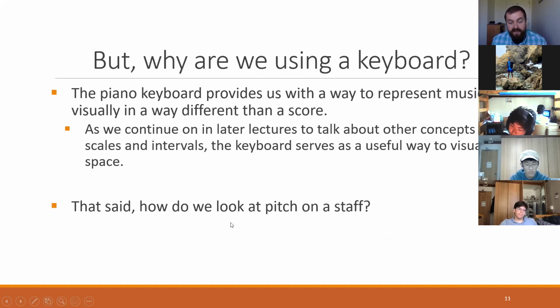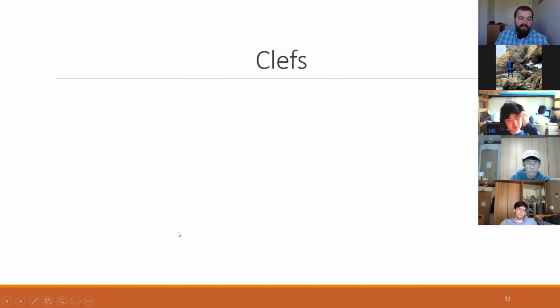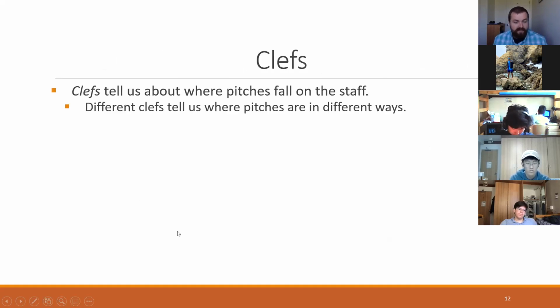All of that said, we've looked at the keyboard a lot now, but how do we look at pitch on a staff? So remember, the staff is those horizontal lines that we looked at last week with rhythm. Last week, we only focused on rhythmic components, so removing pitch. Let's add the pitch back in now. We use what's called clefs. A clef is a symbol that tells us where pitches fall on a staff. Different clefs tell us where different pitches are. So last week we saw those two parallel bars a lot. What that clef was just telling us was rhythm.